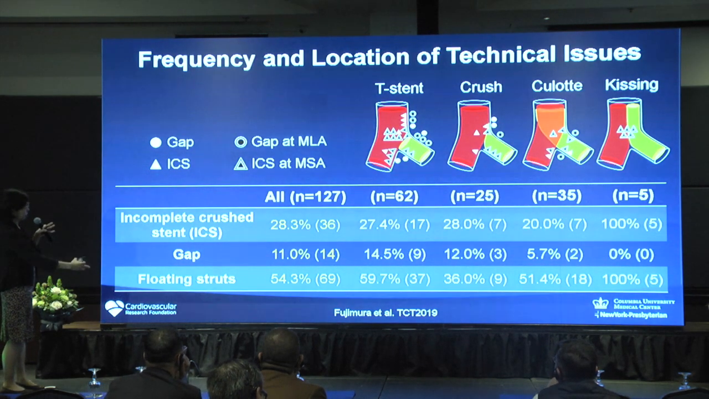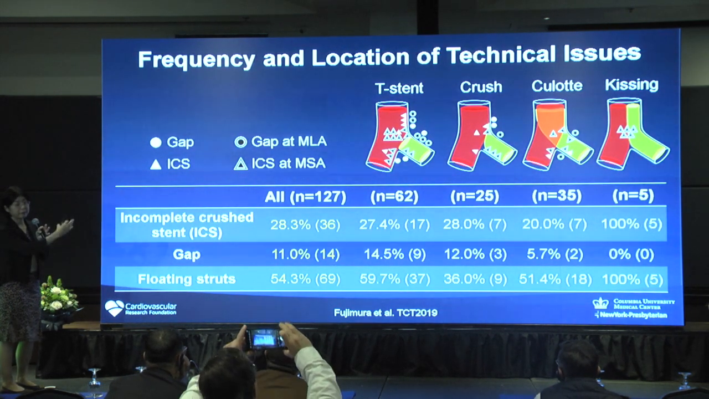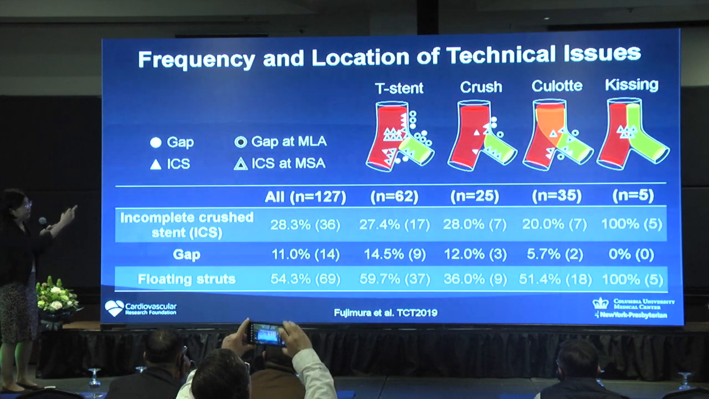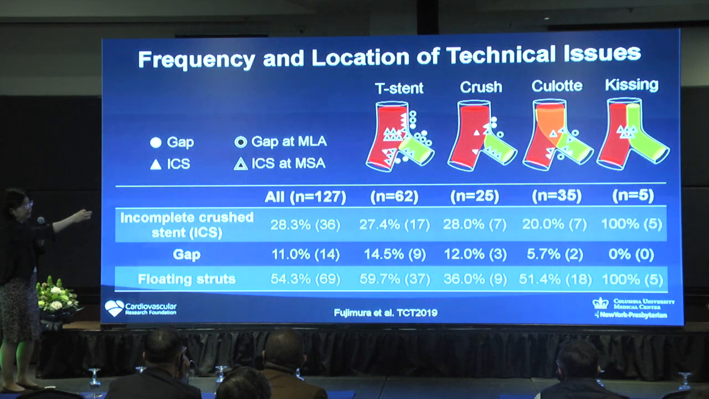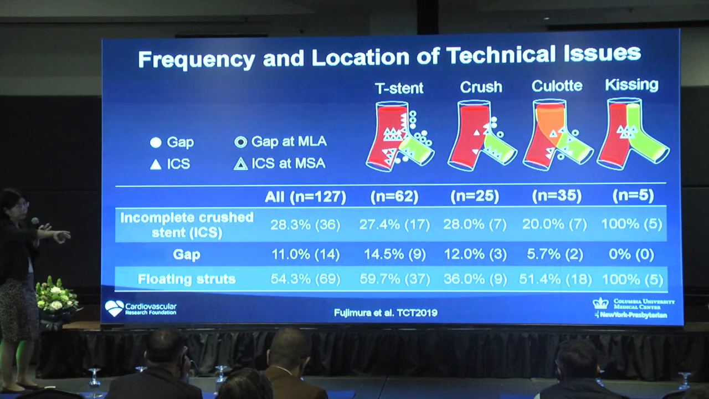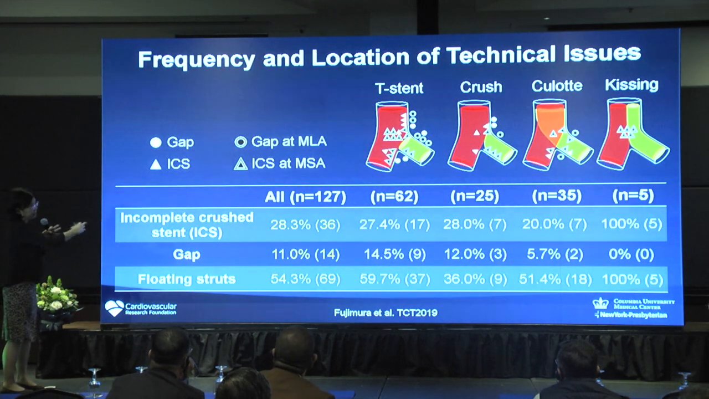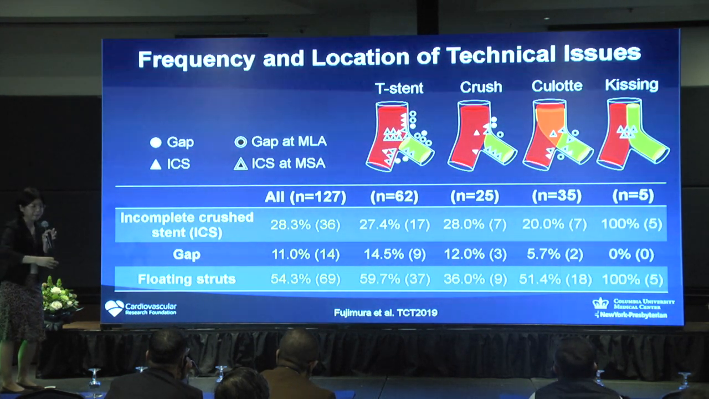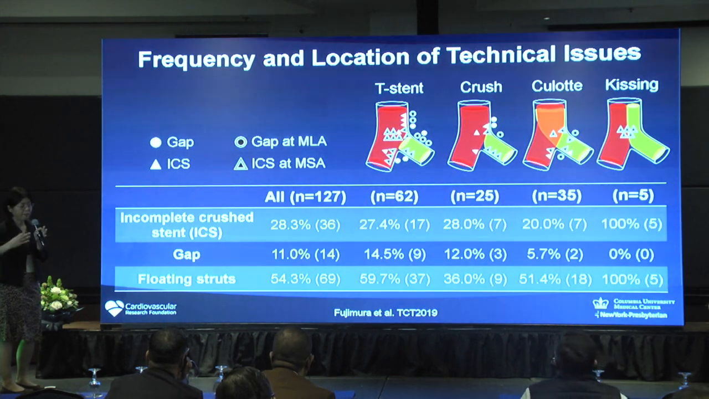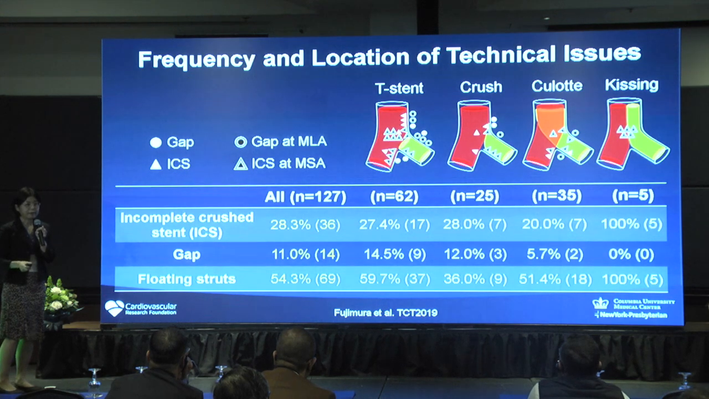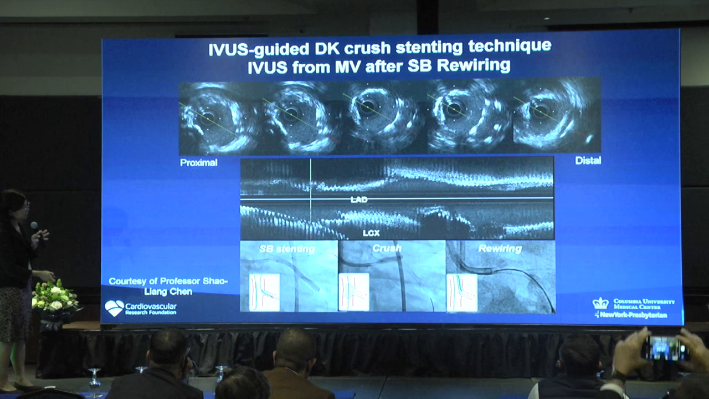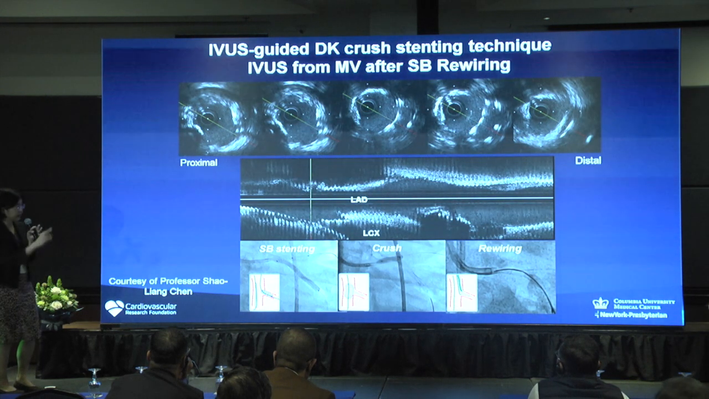Overall, it's close to one third of the cases. No matter whether it's culotte or T-stent, if it's culotte the gap is at the carina side, but if it's T-stent the gap is opposite to the carina side. So we see many issues like the gap or the apposition is not enough. So I think really it comes down to the quality of the two-stent technique. And how can you do it? This is a way.